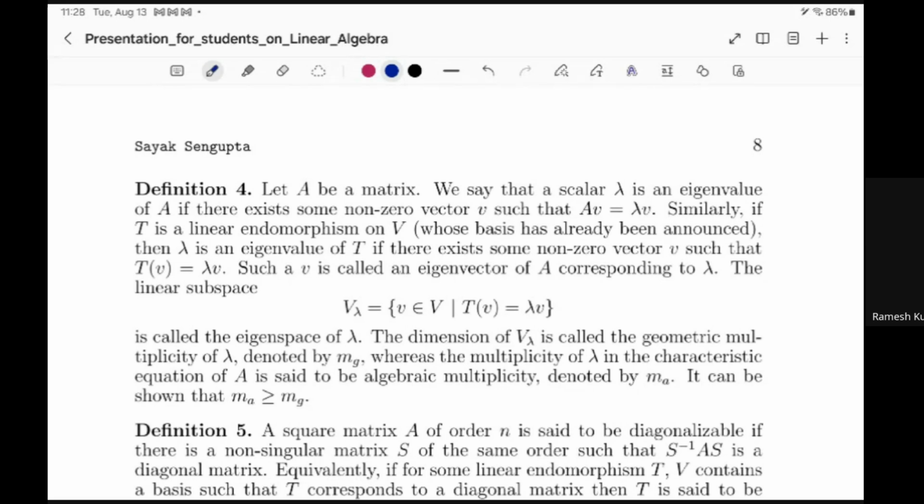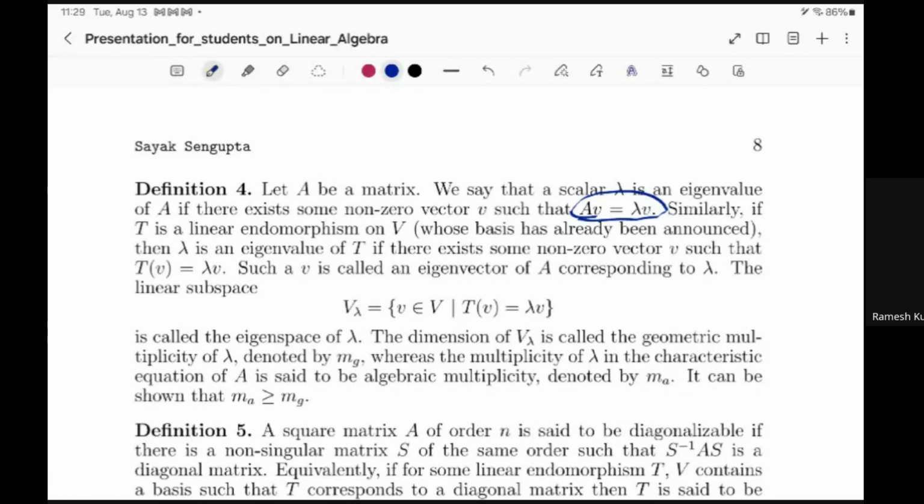So let's define eigenvalues and eigenvectors. Say that you have a given matrix A, and we will say that lambda is an eigenvalue of A if there exists some non-zero vector V such that A times V is the same as lambda times V. If something like that happens for a non-zero vector V, then lambda is said to be an eigenvalue of the matrix A.